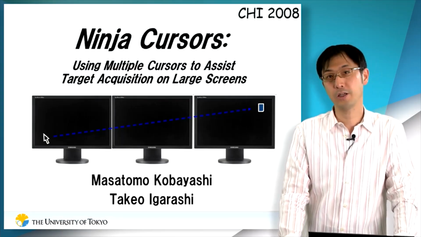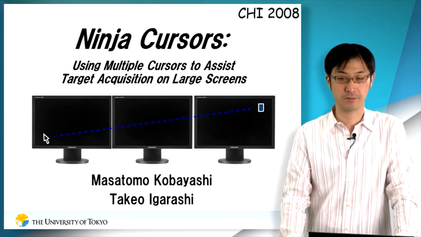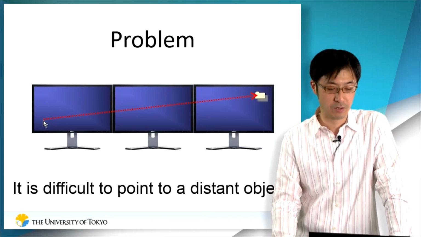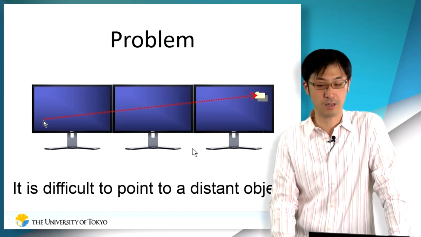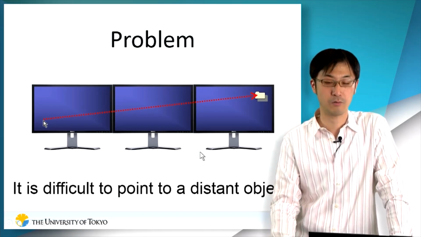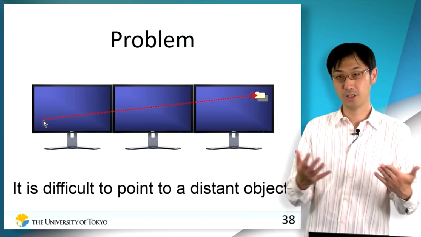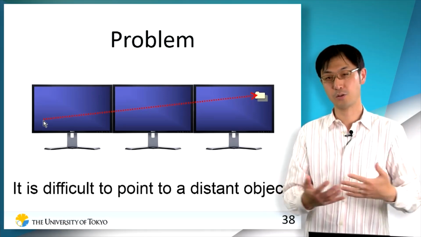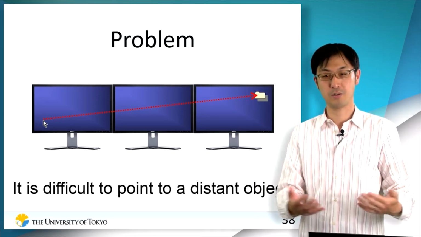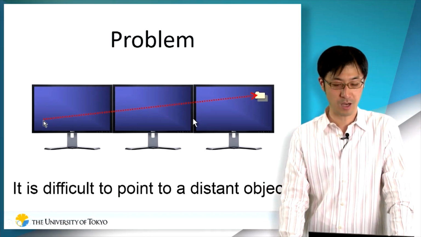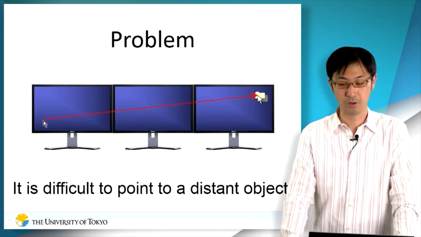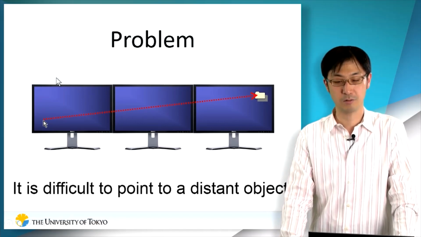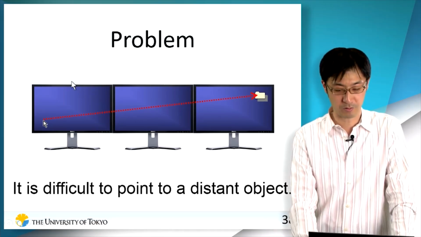Okay, so the next topic is pointing. The work we introduce here is called Ninja Cursors. The problem we address is that it's very difficult to point to an object at a long distance. Today screen resolution gets higher and higher, and screens get bigger and bigger, and you can even have multiple monitors. In such a situation, it's very hard to reach a very distant target with a mouse. You have to move the mouse many times to get to the target. This is the problem we want to address.